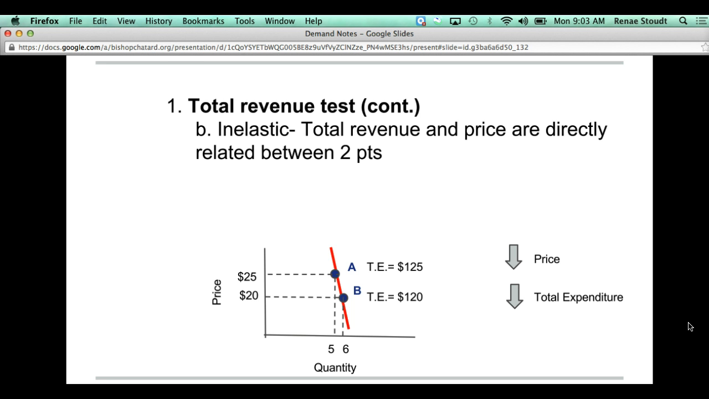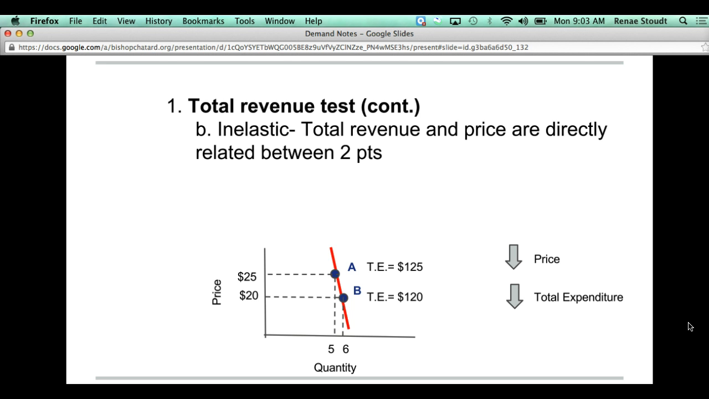Now, keep in mind that producers like to note this about their product. They want to know if their product is elastic or inelastic. So think about this. If you know your product is elastic and you drop your price and your total revenue is going to go up, what do you suppose you're going to do to your prices? Bring them down, because you're going to make more money, right?